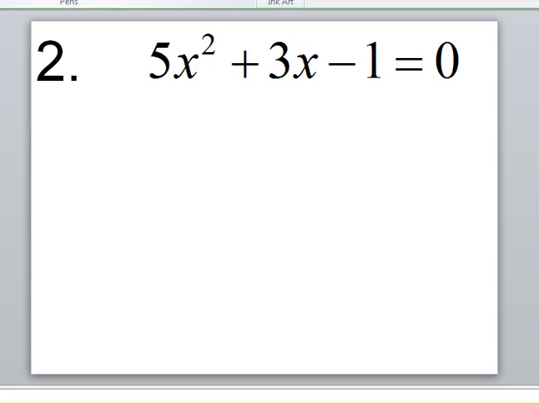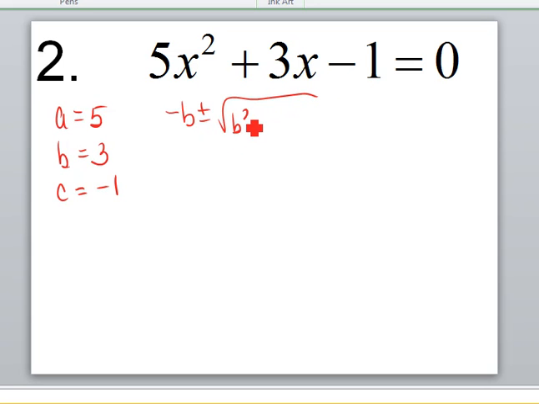The next one that we have here is the quadratic formula. We have A is 5, B is 3, and C is -1. So what we're going to do is plug those values in. The formula again is -b plus or minus the square root of b squared minus 4ac, all over 2 times a.